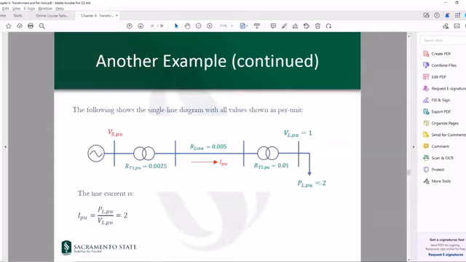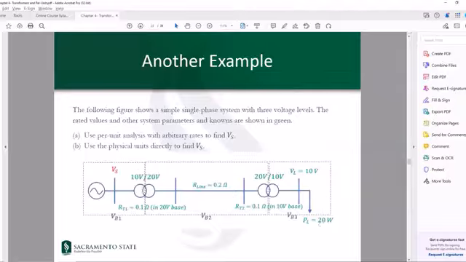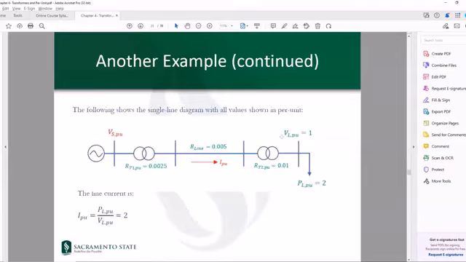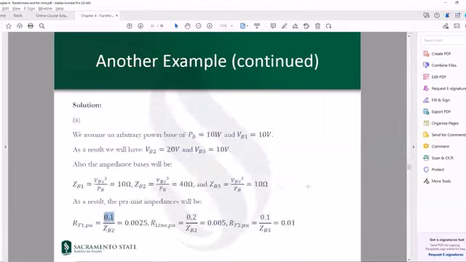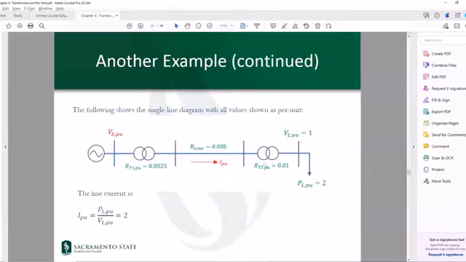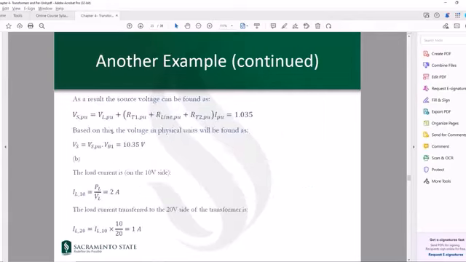PL in per unit is found from the 20 watts over its base, so the power would be 2 per unit. VL in per unit is found by dividing 10 volts over the base of voltage, which is V base 3, 10 volts. Therefore, VL in per unit becomes 1. So we have 3 resistances in per unit to account for. Using VL and PL, you can find the current, I per unit, and then write a KVL to find VS in per unit. Very easily done. Once you find VS in per unit, VS in physical units is found by multiplying the per unit value by the base value of the voltage on its side, which is 10, and it becomes 10.35.